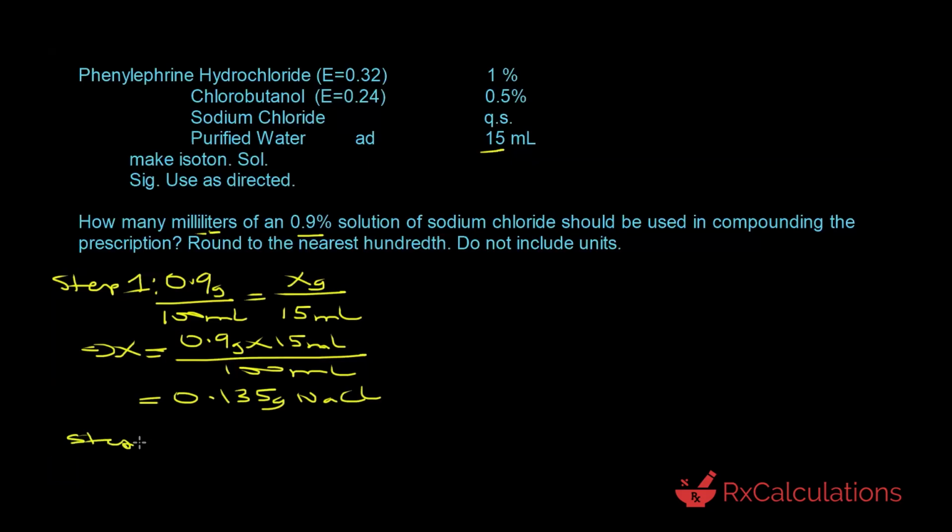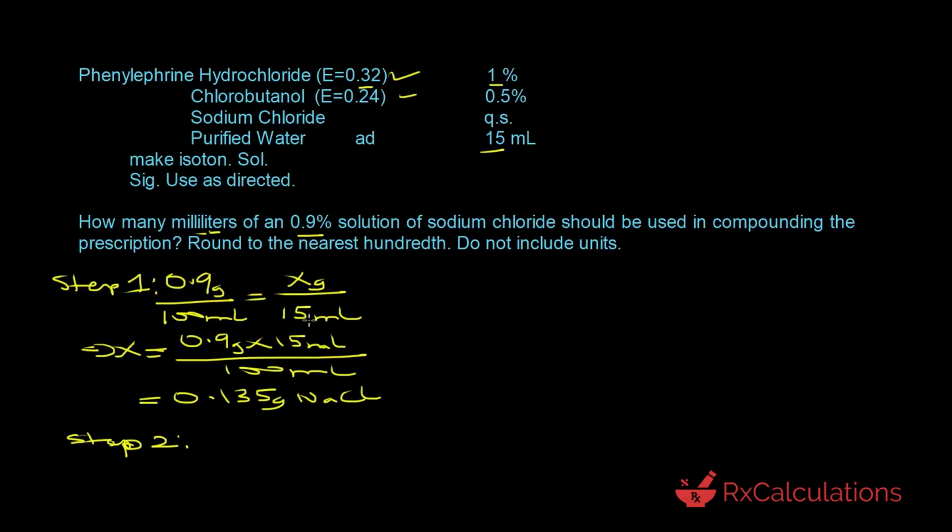So the next thing we want to do is step 2. In step 2, we are going to do the contribution from each of these ingredients, from the phenylephrine hydrochloride and then the chlorobutanol. And so the way we do that is we want to get the quantity in grams and multiply by its E value. So anytime you're doing that operation, it's always the amount in grams. And I want to emphasize that because it's a critical thing to recall. You're not going to be using the percentage. You want to get the percentage into the amount in grams. And then when you get that value, you multiply by the E value.